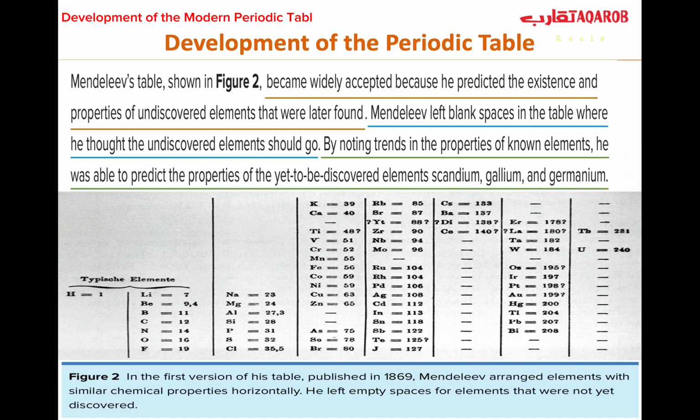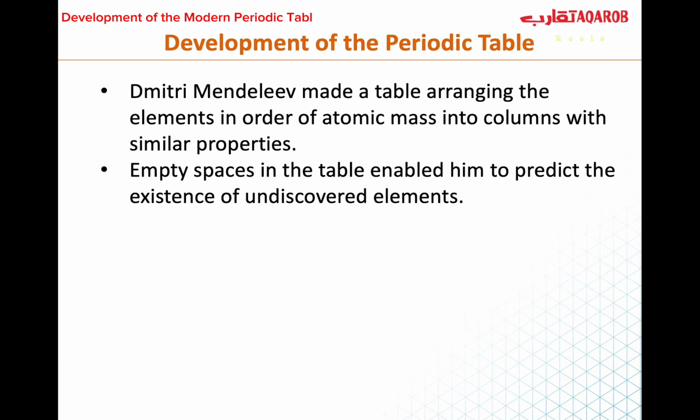In this figure, the first version of his table published in 1869, Mendeleev arranged elements with similar chemical properties horizontally, and he left empty spaces. As you see here, we have empty spaces for elements that were not yet discovered. So again, Mendeleev made a table arranging the elements in order of atomic mass into columns with similar properties, and the empty spaces in the table enabled him to predict the existence of undiscovered elements.